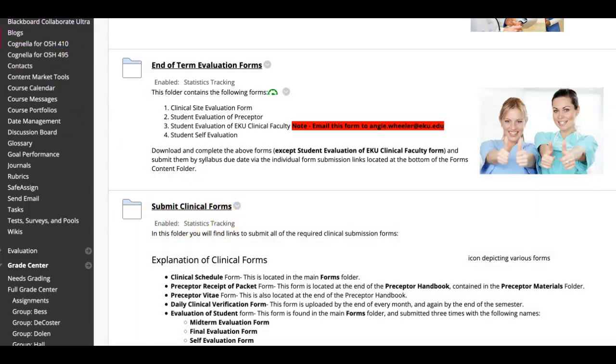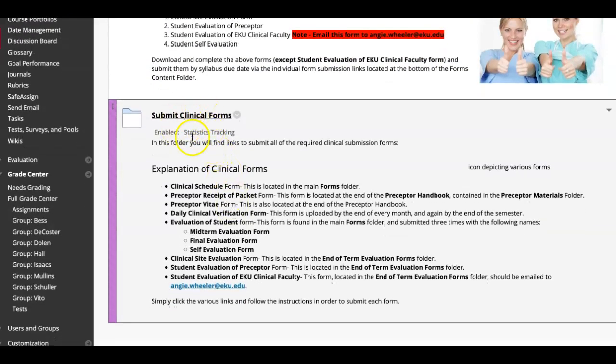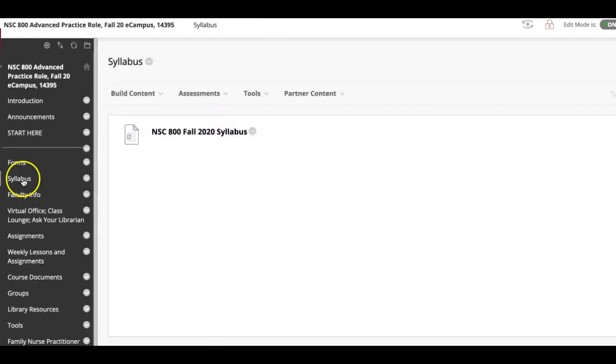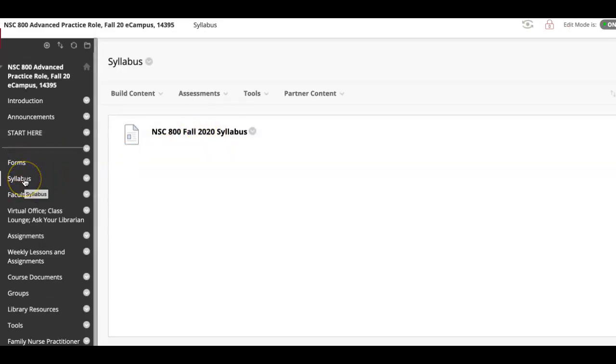Remember, we clicked on that Forms tab up above, and then scroll down to submit clinical forms and submit any forms through this link. They're also located throughout the appropriate weeks within the weekly lessons and assignments. But if you don't find them, always go back to the Forms tab, scroll down to submit clinical forms to make it easy if you're concerned about what week that might be in. Under Forms is the syllabus, and this is where the syllabus is going to be located.